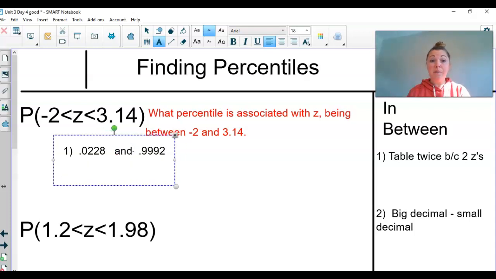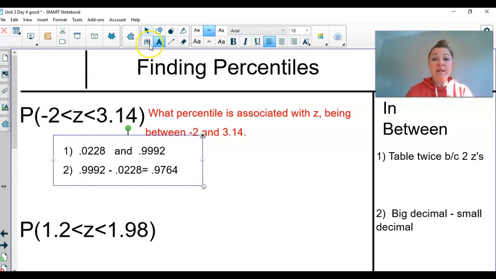Okay, so that's step one. Step two, what we need to do now is take that big decimal minus the small decimal. So 0.9992 minus 0.0228. When I do that, I get 0.9764. And that's my final answer there.